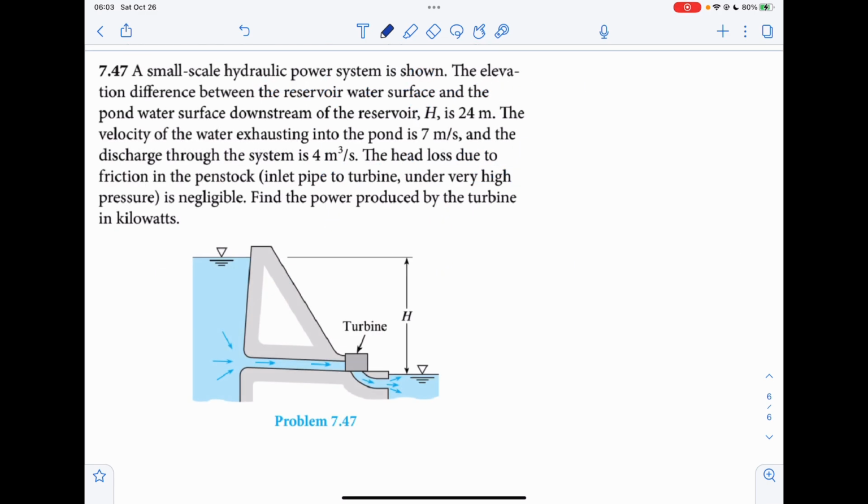Now let's look at the last problem, 7.47. We have a hydraulic power system here. The elevation difference between the water surface and the water surface downstream is 24 meters. The velocity of water exhausting into the pond is 7 meters per second. So we'll have a head loss here equal to V squared over 2g, where V equals 7 meters per second.